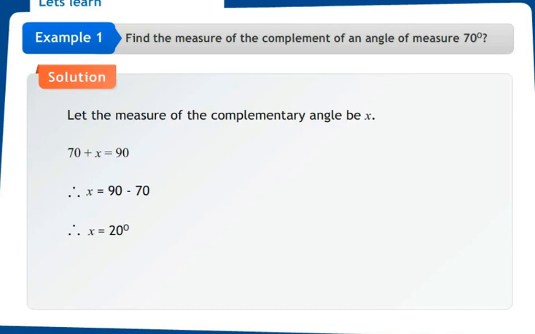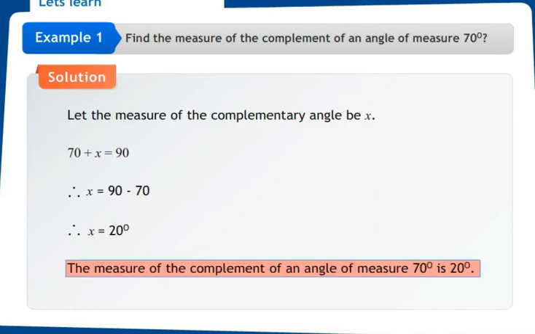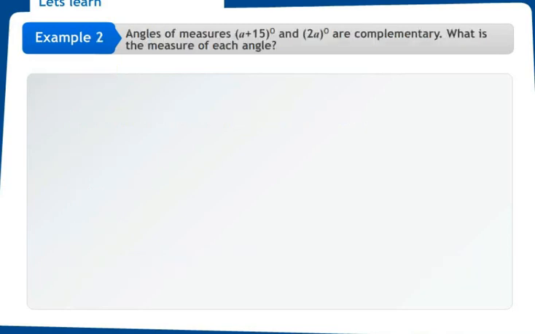So the answer we get is that the measure of the complement of an angle of measure 70 degrees is 20. Now what we conclude is, if 70 is the measure of the angle, the complement will be 20. This indicates how two angles, when they are added, form a complementary angle.